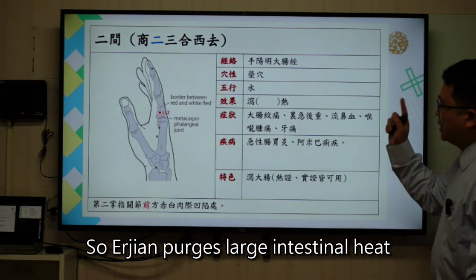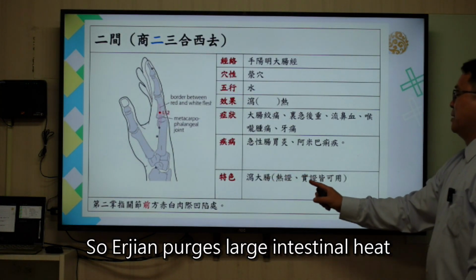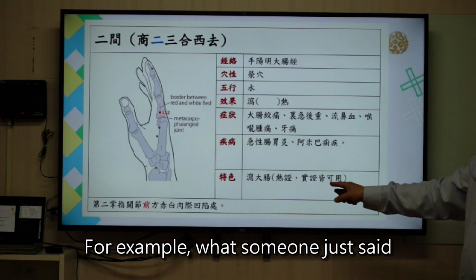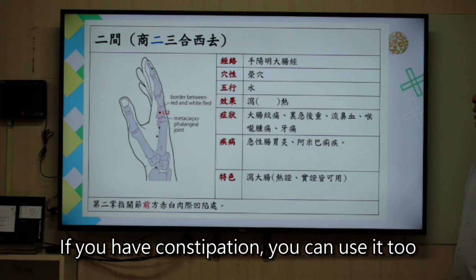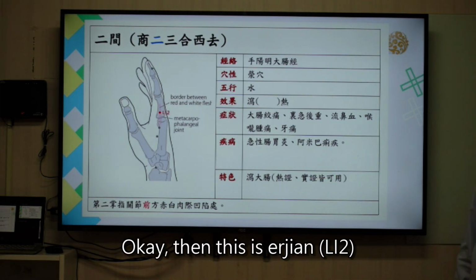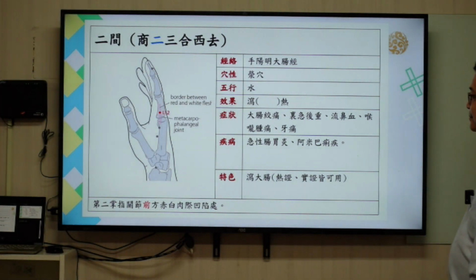So Urgian purges large intestinal heat. Evidence from the large intestine, for example, is also if you have constipation, you can use it too. Okay, then this is Urgian, Li2.